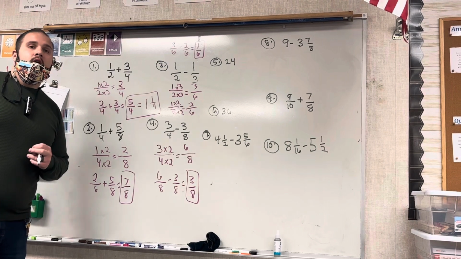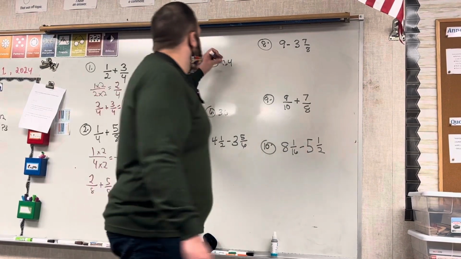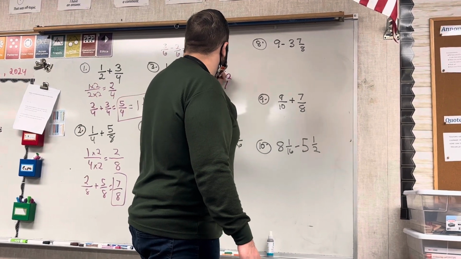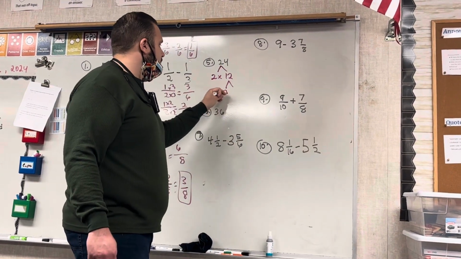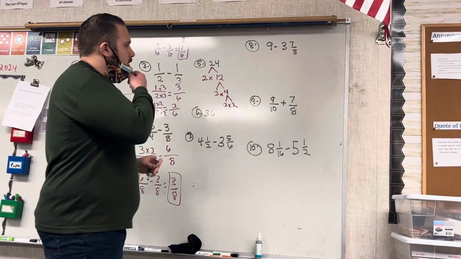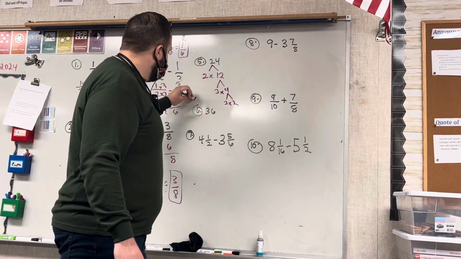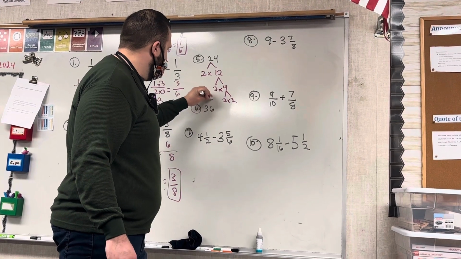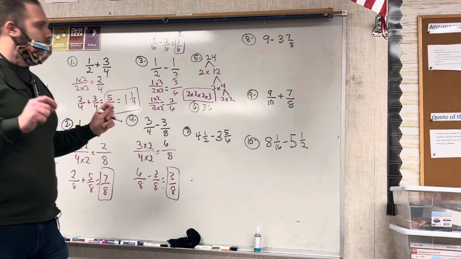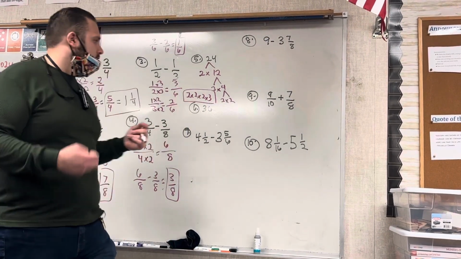Okay. Number 5 and 6, we're making factor trees. So 24 can be 2 times 12. We can break up 12 as 3 times 4. And break up 4 as 2 times 2. So 2 times 2 times 2 times 3 are the factors that make 24. The prime factors. Because that's what they're asking, to make the prime factors.